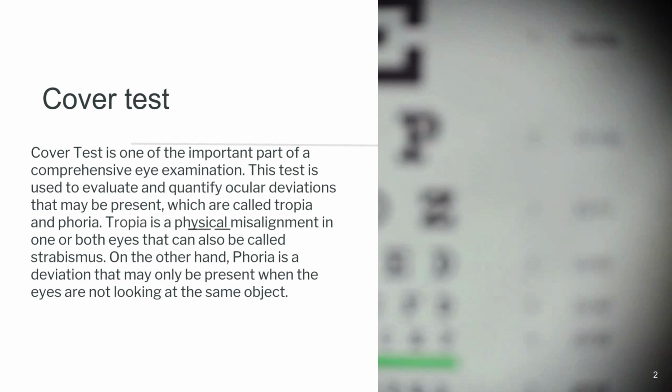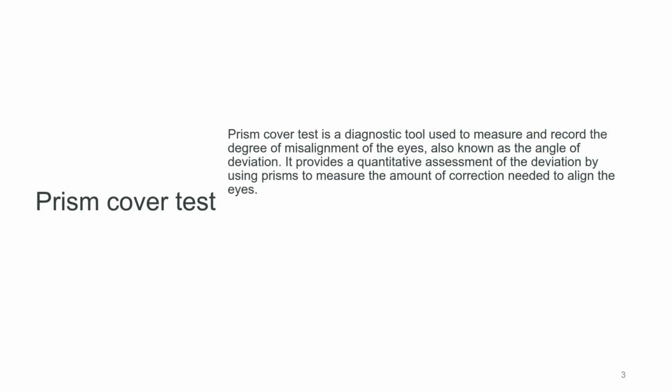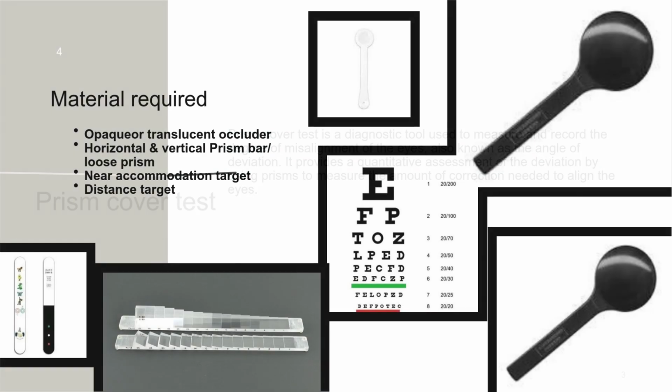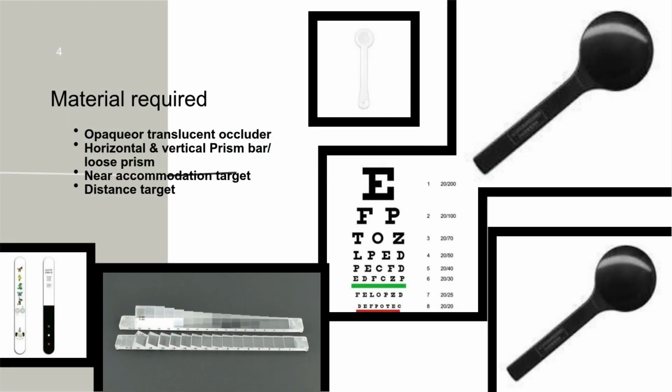the same object. Prism cover test is a diagnostic tool used to measure and record the degree of misalignment of the eyes, also known as the angle of deviation. It provides a quantitative assessment of the deviation by using prisms to measure the amount of correction needed to align the eyes. Materials needed as below: opaque or translucent occluder, horizontal and vertical prism bar or loose prism, near accommodation target, distance target.